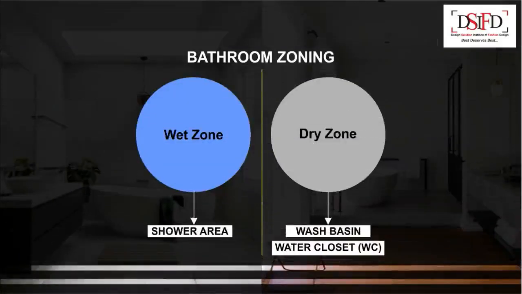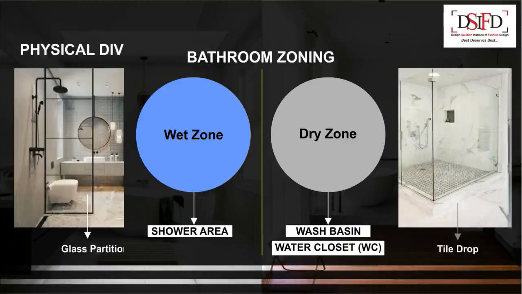A bathroom can be divided into two zones, that is, a wet zone and a dry zone. A wet zone consists of a shower area, whereas a dry zone consists of a wash basin and a water closet, that is, WC. Ideally, there should be a physical separation between these areas, that is, a glass partition, a shower curtain, or a level difference in the flooring, that is, a tile joint. This will ensure hygiene and easy maintenance of the bathroom.